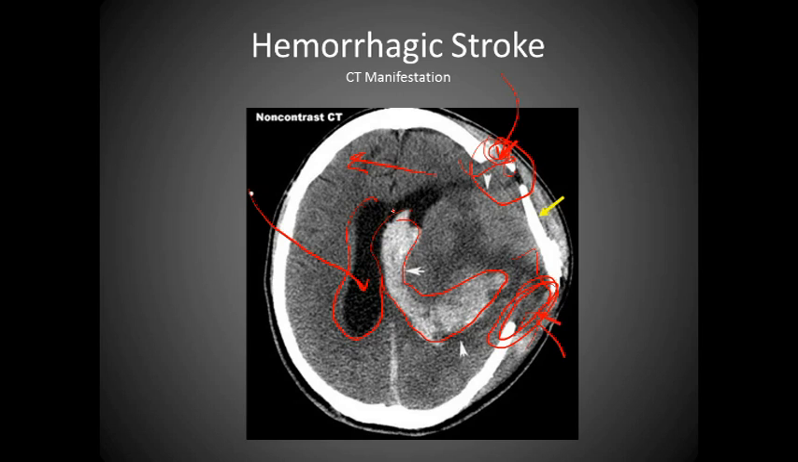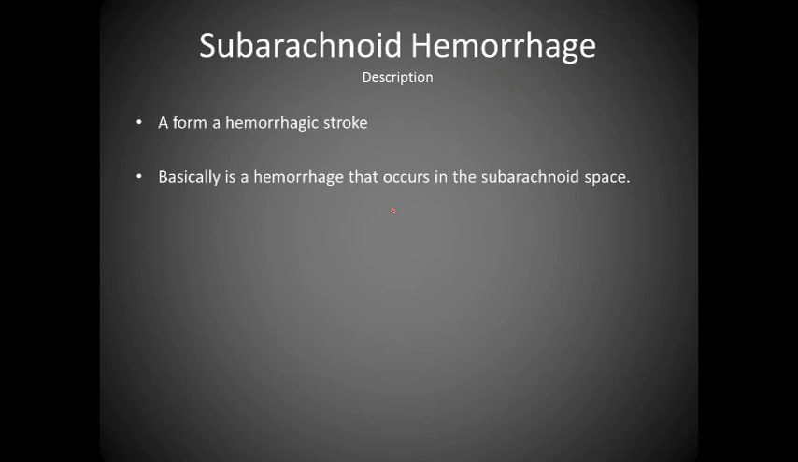But notice once again that we're looking for a hyperdense area, which means that it's denser than the brain matter surrounding it. And so we definitely see that, but it's not quite as dense as the bone. So that is blood.